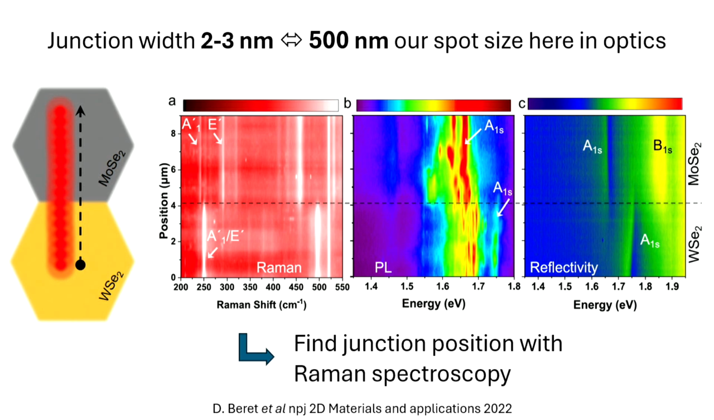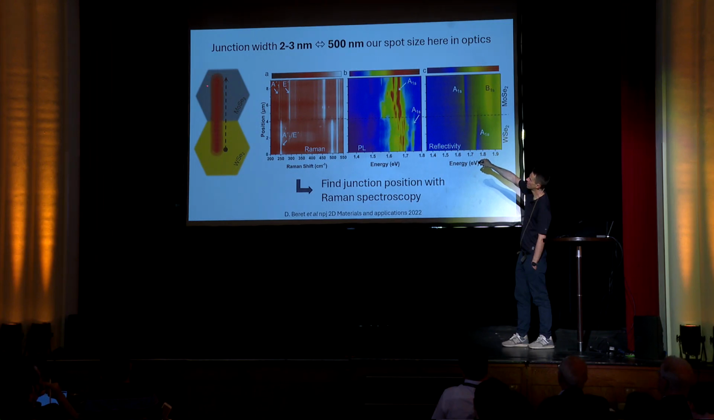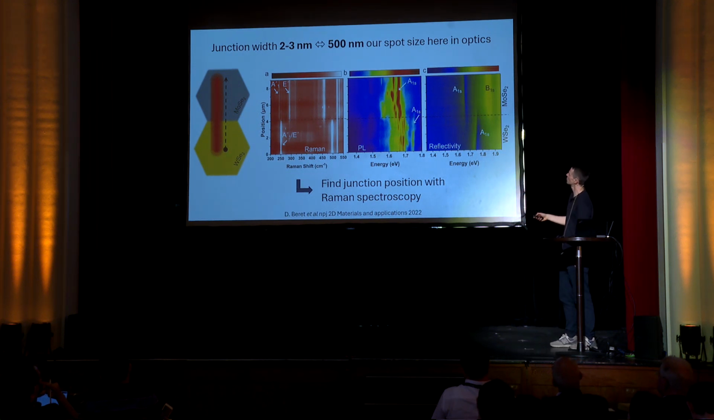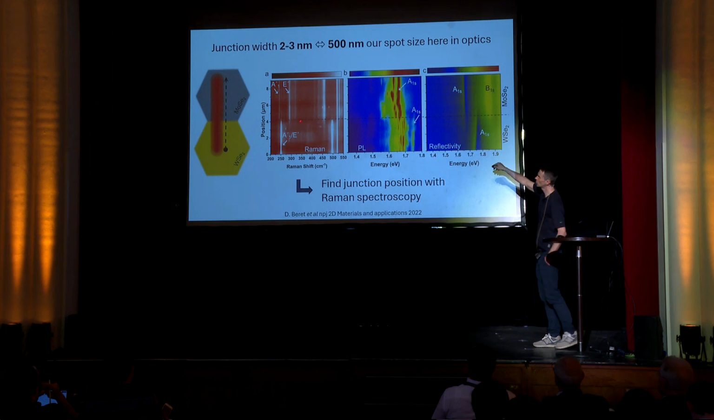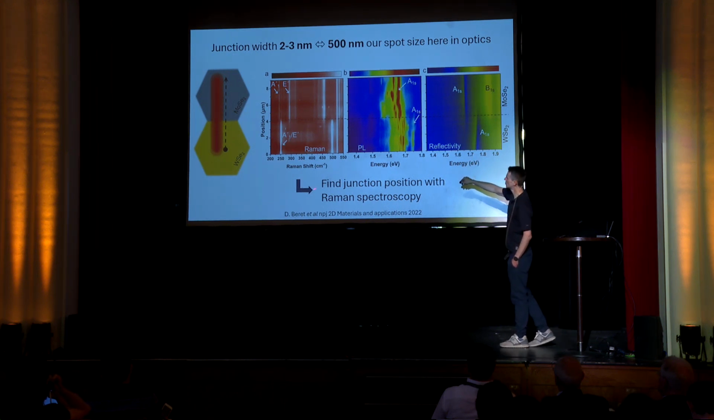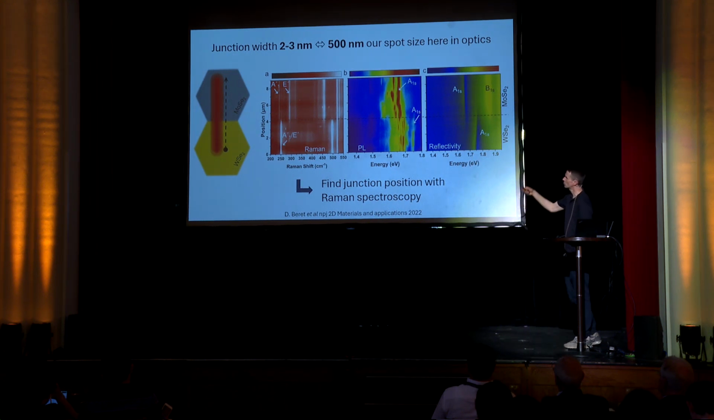Okay, so the very first rough scan we did was to put our excitation spot here and then go across this junction with the motors that I'm not supposed to mention anymore. And we have, of course, a huge excitation spot compared to the junction width. So you have to do some deconvolution to find the junction here, for which we mainly use Raman spectroscopy for this particular flake.